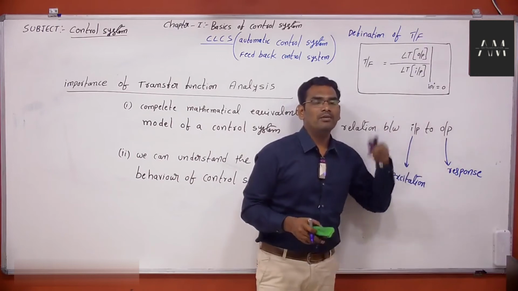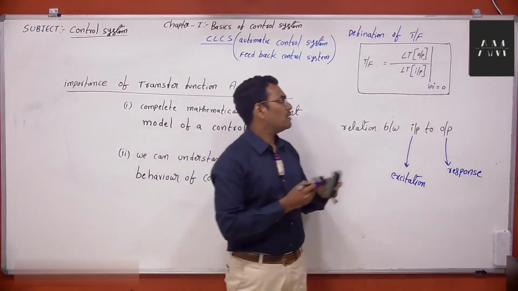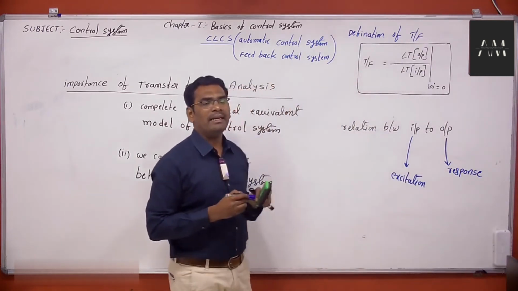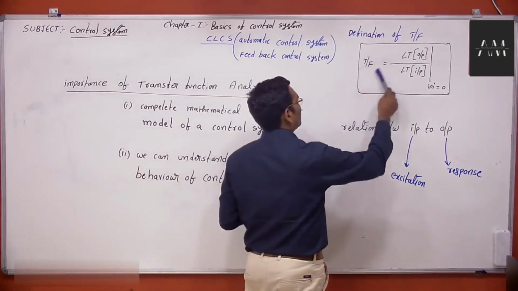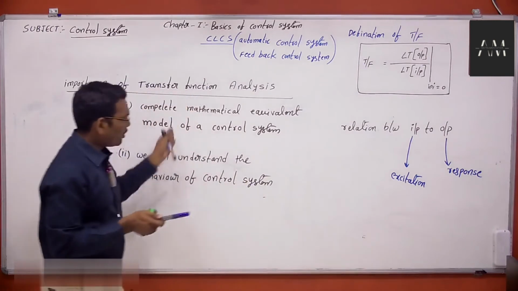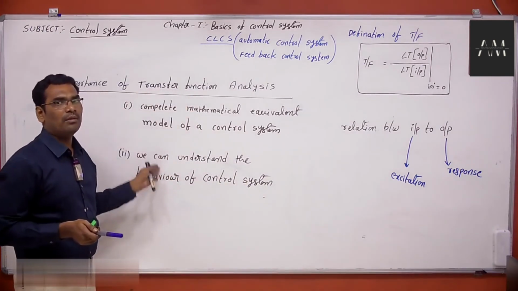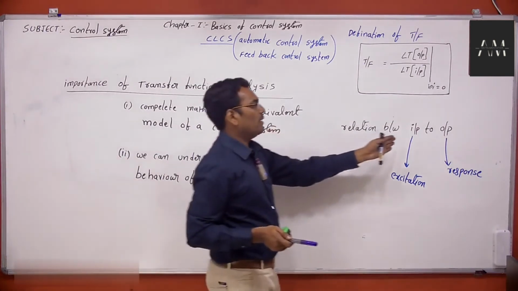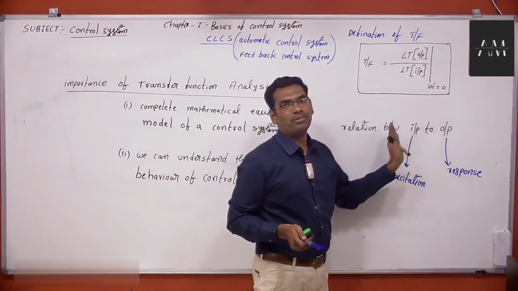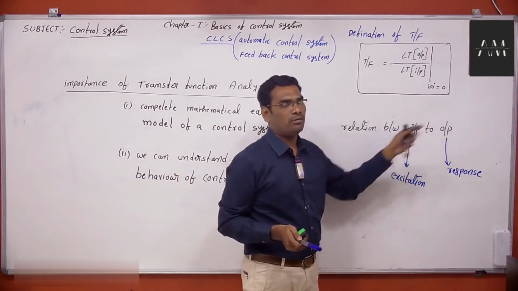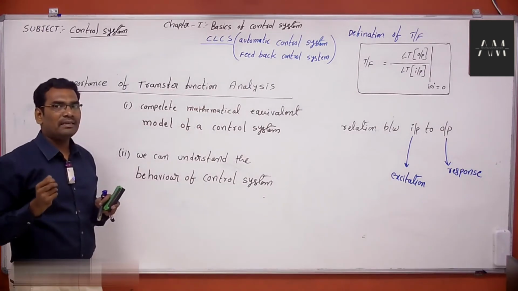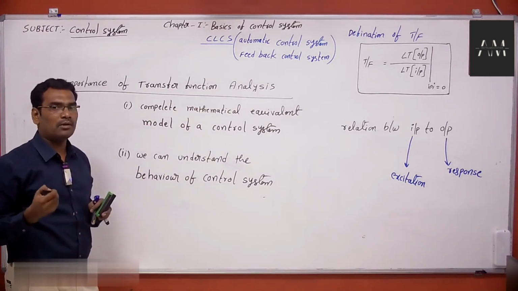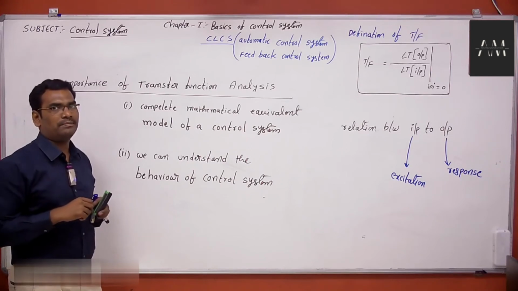Based on the response, you want to see its behavior. You want to see the complete mathematical analysis of the control system, which is given by the transfer function. This transfer function plays an important role because it deals with the relation between input and output. Therefore, now we want to see the mathematical equivalent model of the open loop control system and the closed loop control system.